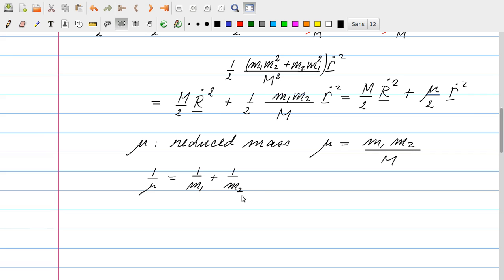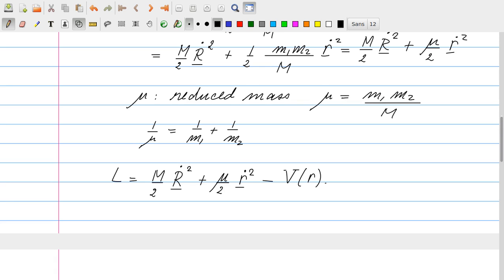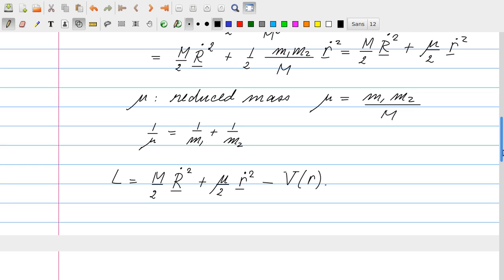So we can write up the Lagrangian now in terms of the capital R and the small r. So these are the kinetic energies, and here we have the potential. So we recall now that the center of mass kinetic energy is constant because the R dot, the center of mass velocity, is constant. So the first term is just a constant, and we can leave that out of the problem. And so the interesting part is the Lagrangian of the relative motion, and that is just the last two terms.